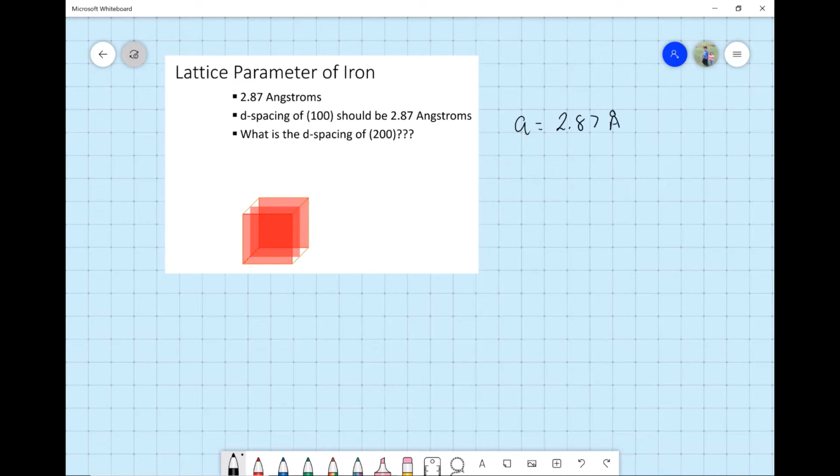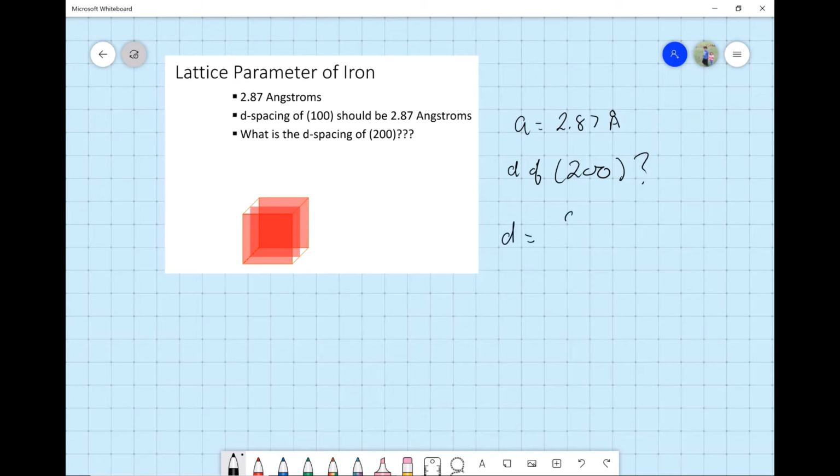And so we know the d-spacing of 100 is 2.87. We visualized it on the previous slide. We can kind of guess what the d-spacing of 200 is, but let's just work through it anyway. So what's d of 200? This is the family of planes. We could also do 020 or 002. It'd work out the same mathematically.